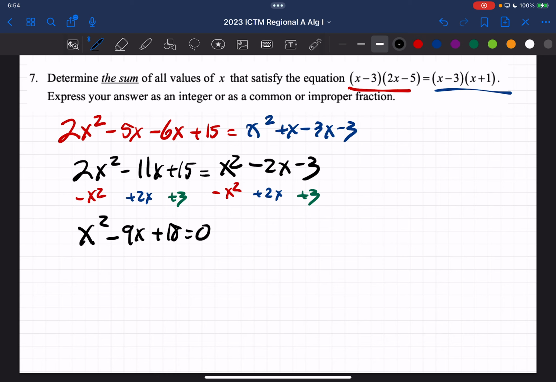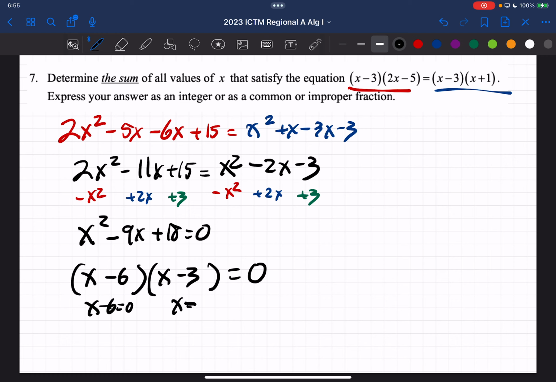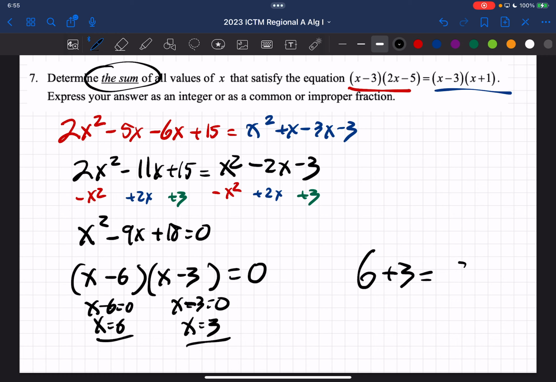Now, this we can factor into x minus 6 and x minus 3. So that means x minus 6 is equal to 0, or x minus 3 is equal to 0. So x is equal to 6, or x is equal to 3. And so we want the sum of all the values that make it true. So that's this and this. So we want 6 plus 3, and that is 9. That is our sum.